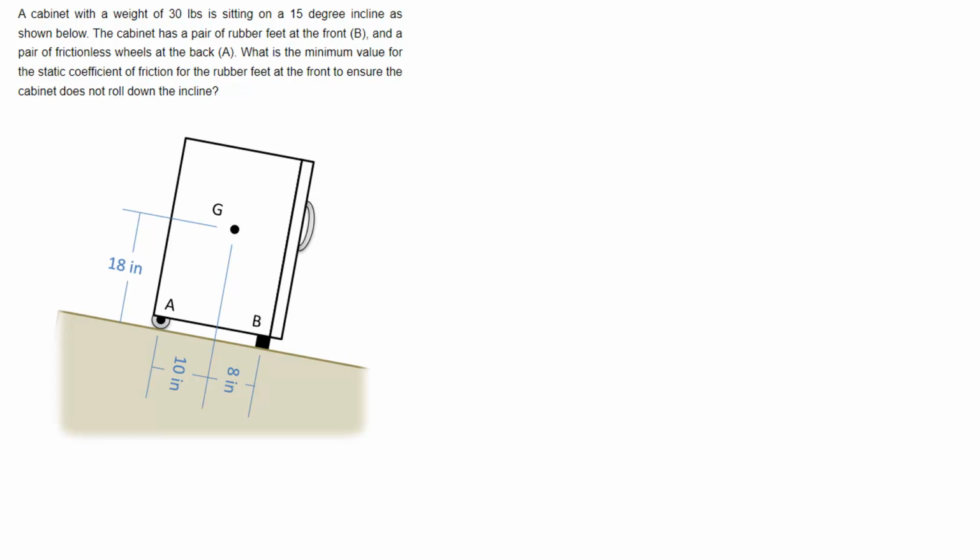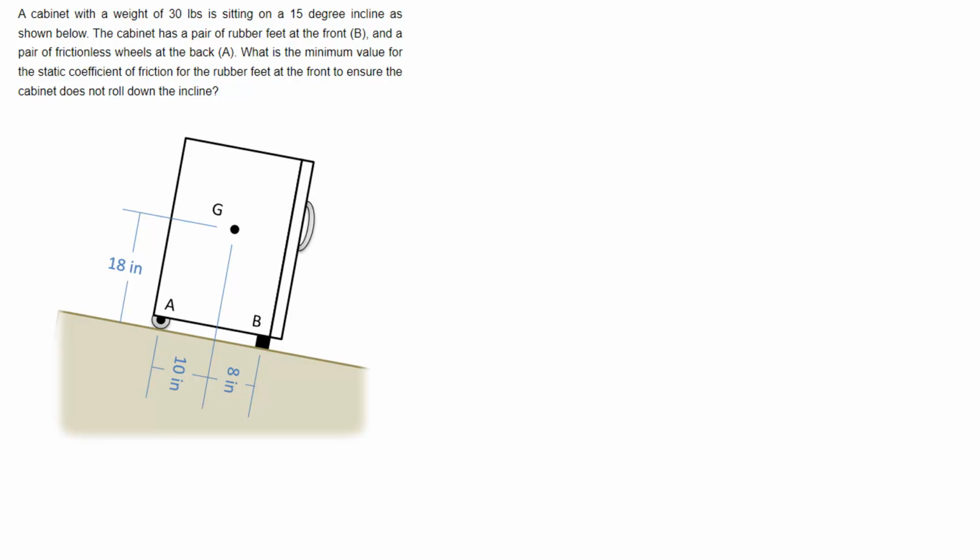Hello, for this problem, we've got a cabinet with a weight of 30 pounds. It's sitting on a 15-degree angle. This cabinet has a pair of rubber feet in the front at B and a pair of frictionless wheels in the back at A. So we've only got friction at the front, not at the back.